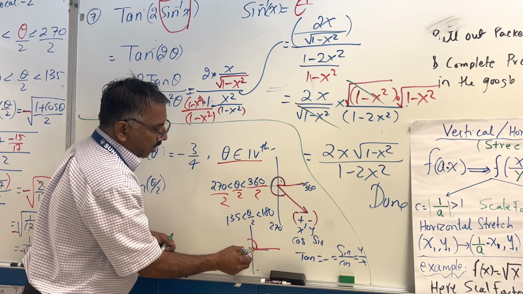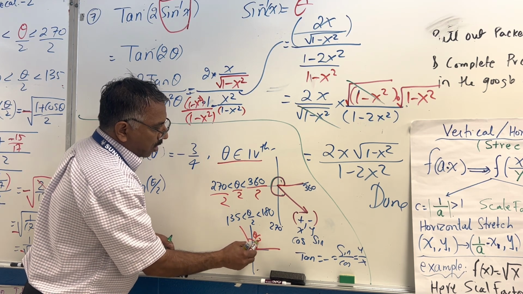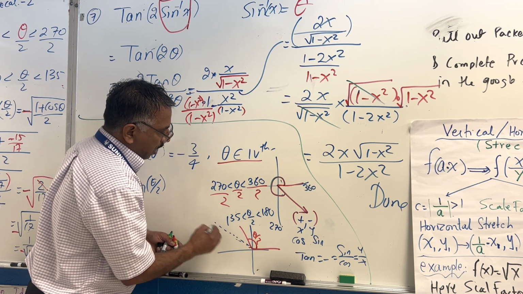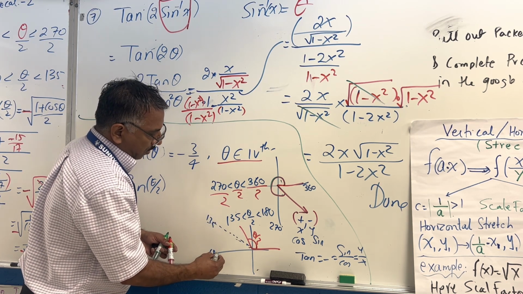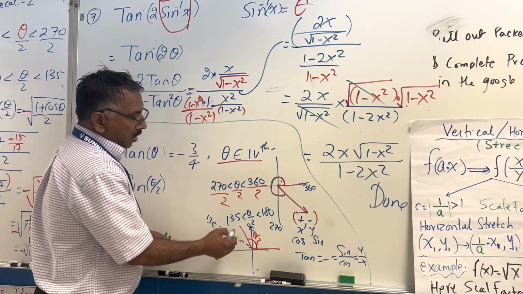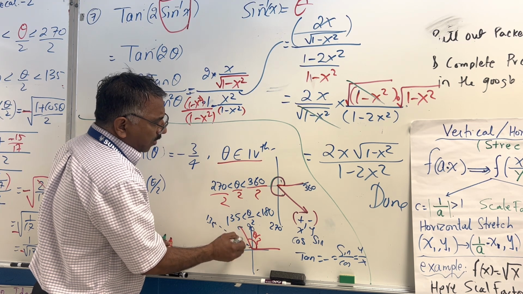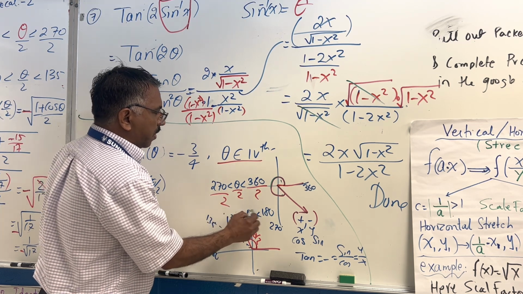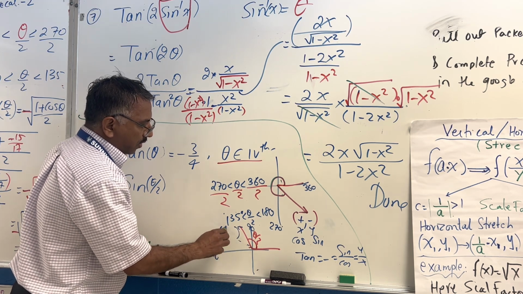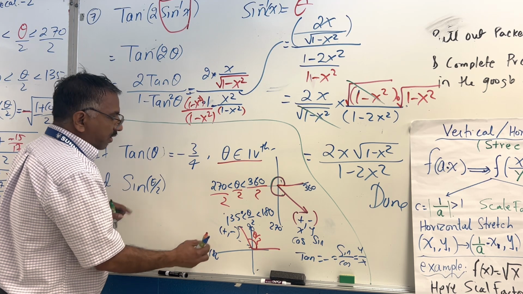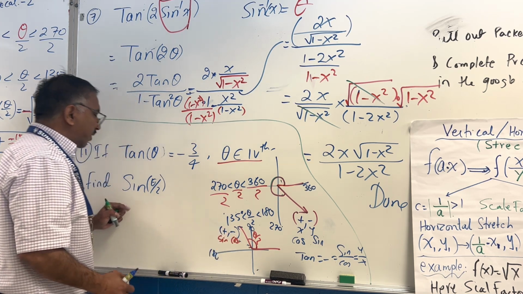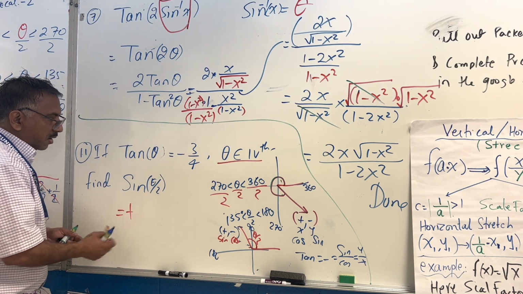So somewhere here is theta by 2. This is 135, because 90 and 180, halfway is 135. So the angle is between them. What I want you to understand is this part is plus and minus, that means sine is positive, cosine is negative. They ask you sine, so your answer is going to be plus here.